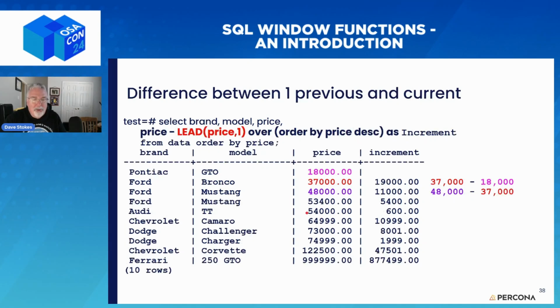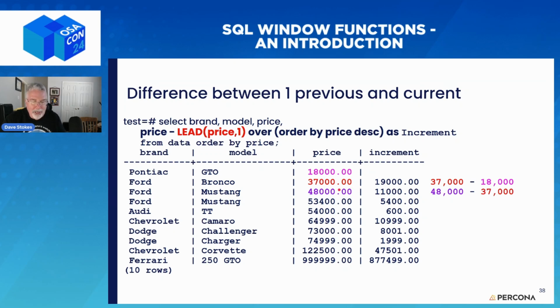Difference between one previous and current is kind of interesting. Also, I'm going to introduce the lead function. What we're going to do is select the brand, model, and price, and then the price of the one vehicle in front of what we have. So this is telling us that the first vehicle we have, price is $18,000. There's no preceding line. Now, the difference between 18 and 37 is 19. The difference between 37 and 48 is 11,000. So this is a way to get differences in numbers.